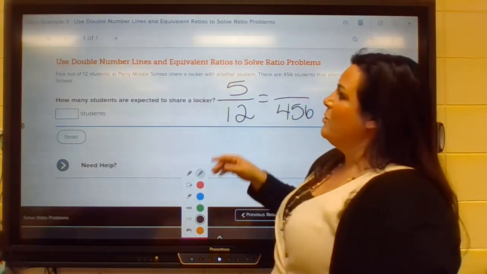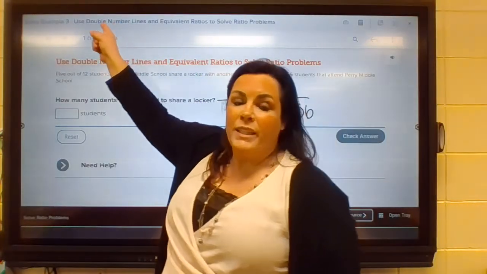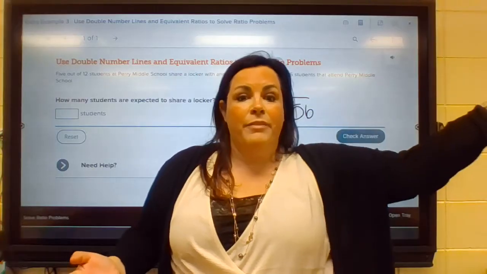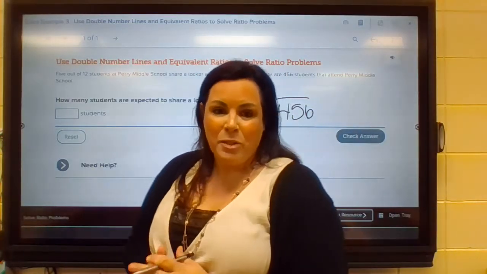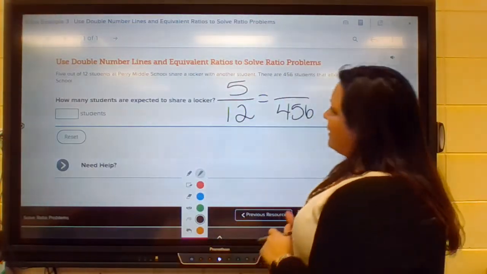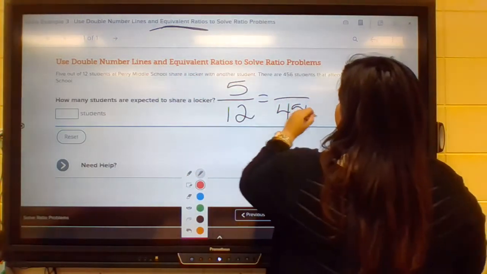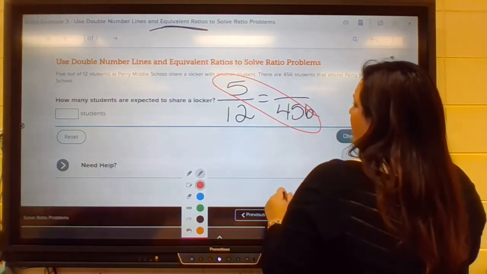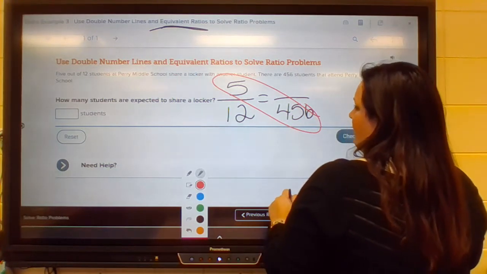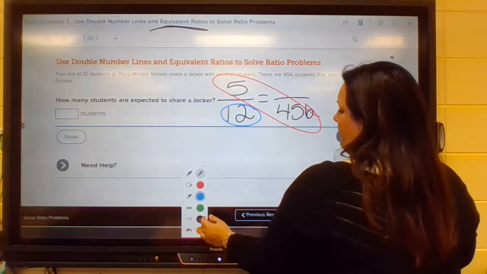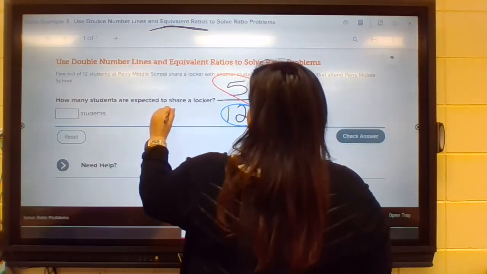Now, in this case, using a double number line really won't help us, okay? Because we don't want to draw lines all the way out to 456. It seems like a lot of multiples of 12. So in this case, this is where we're going to use equivalent ratios. Now remember what we said. We're going to multiply 456 by 5, and then we'll divide by 12. Okay? So let's go ahead and do this.